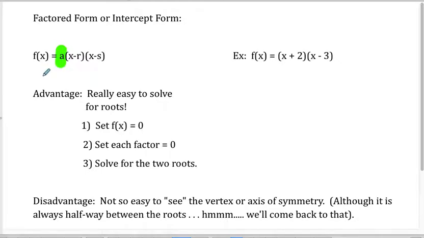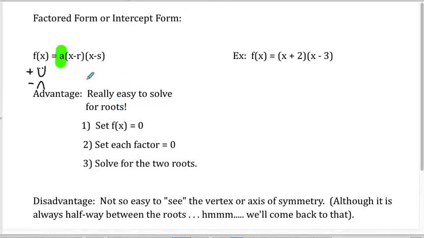Just like in standard form or vertex form, this a value is the stretch value for the parabola. If it's positive, the parabola opens up, and if it's negative, it opens down. The numerical value tells you its dilation, whether it's going to be stretched more narrow vertically or smooshed out, to be more bowl-like.